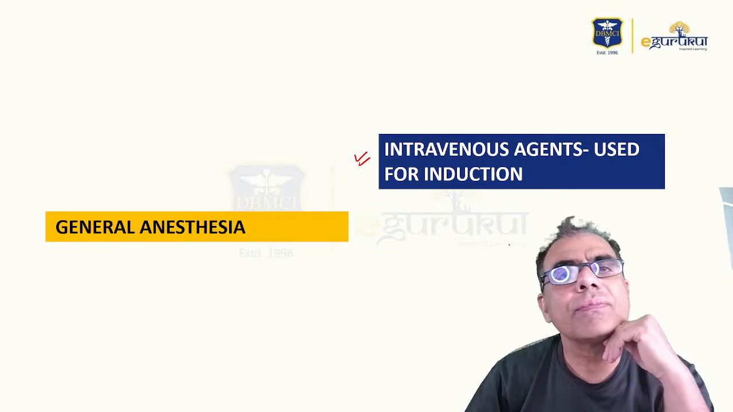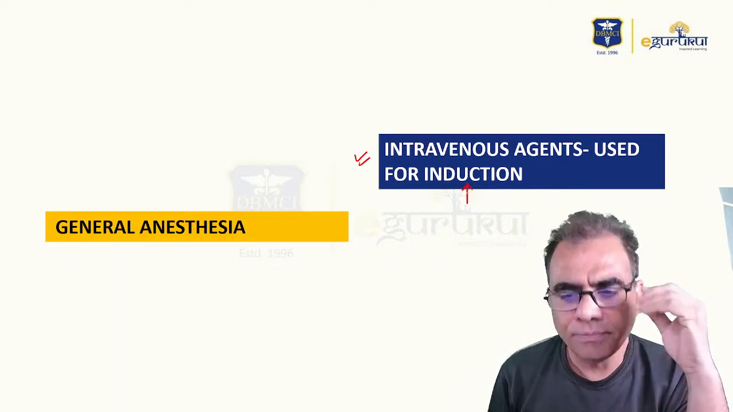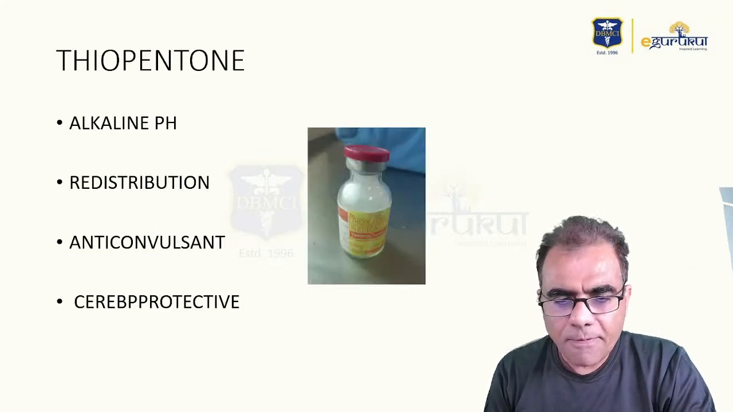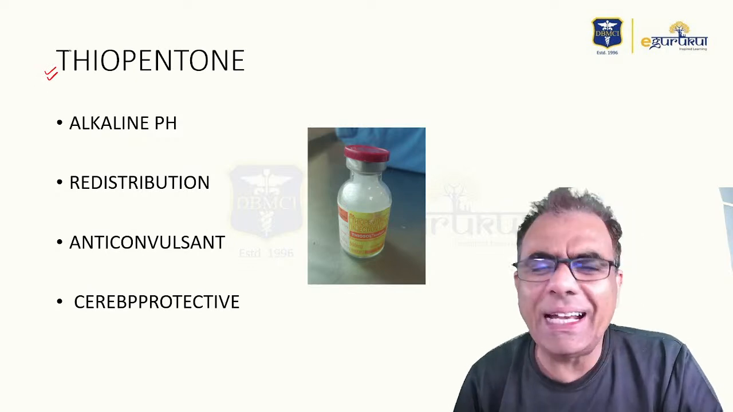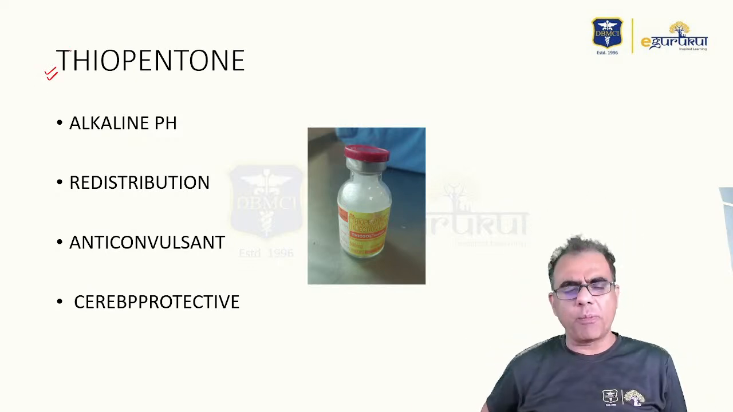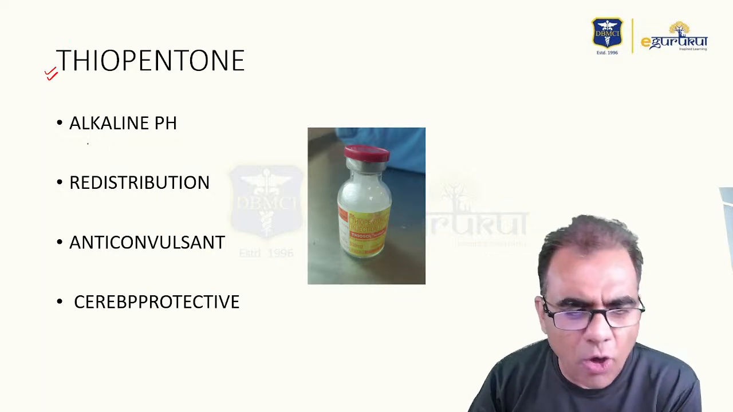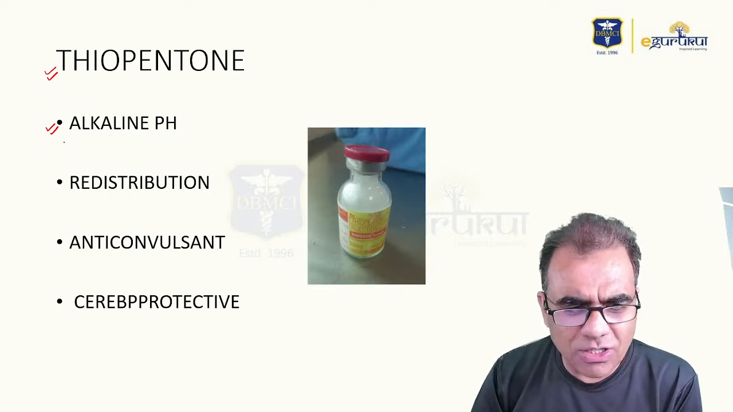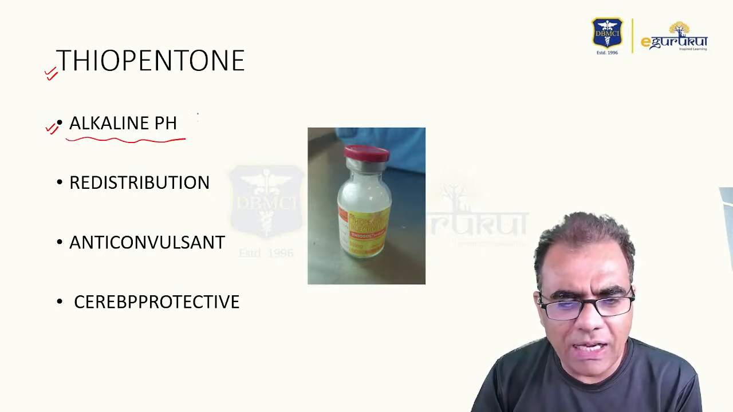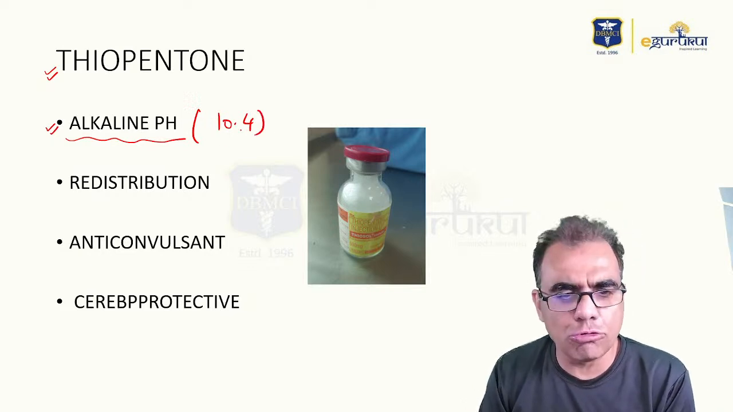Intravenous agents. As I told you, they are used for induction. Intravenous agent thiopentone. Nowadays, it is not used. It has been replaced by propofol. Why? I will tell you. Previously, it was used. So for thiopentone, 2, 3 important points you can remember are that it has a very alkaline pH, highly alkaline pH, 10.4. And I'll tell you, it has significance also.